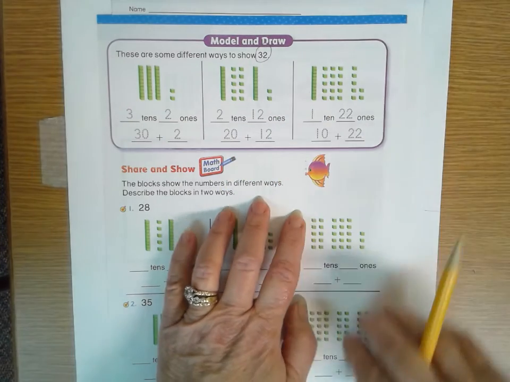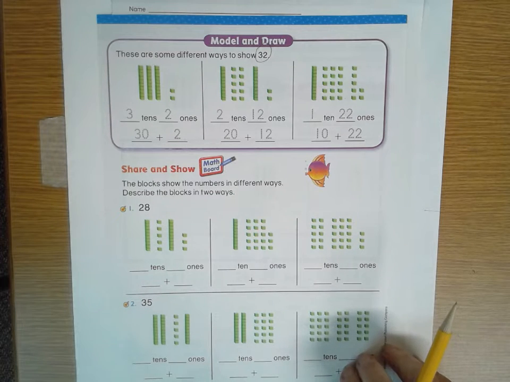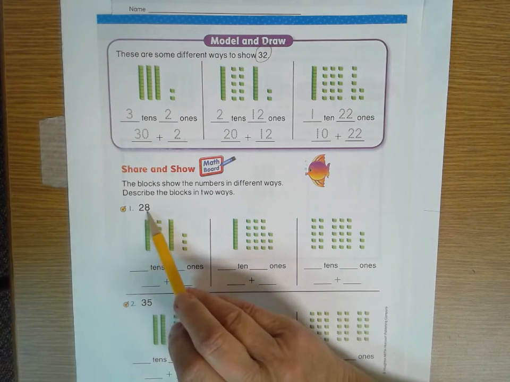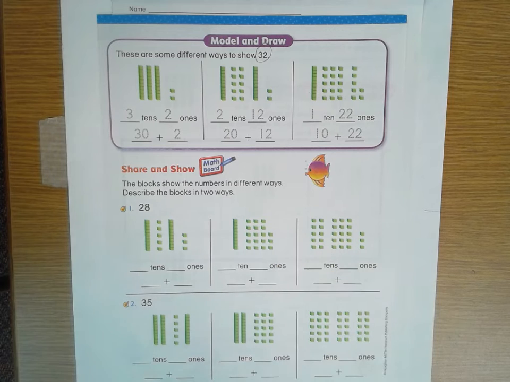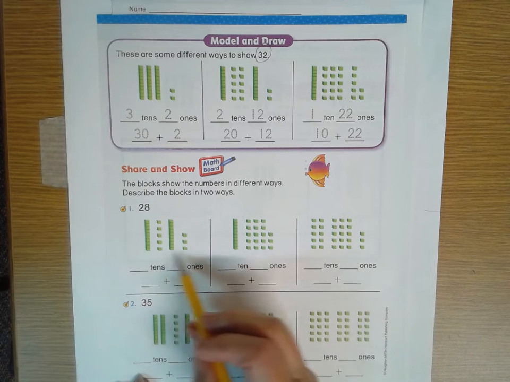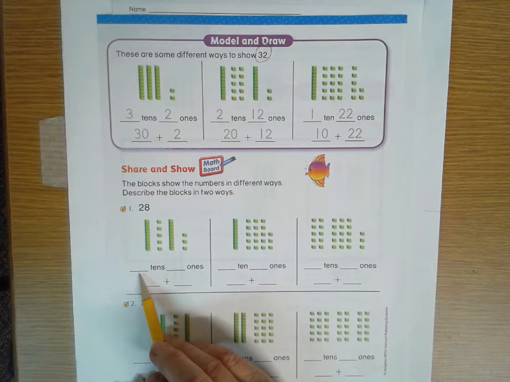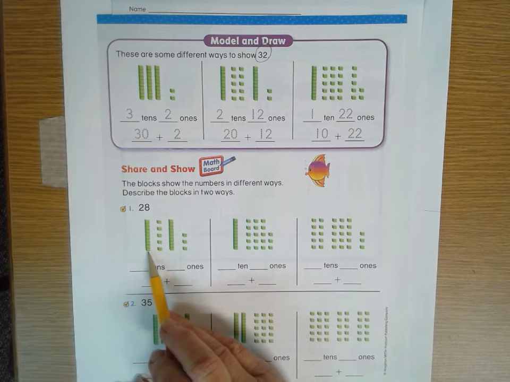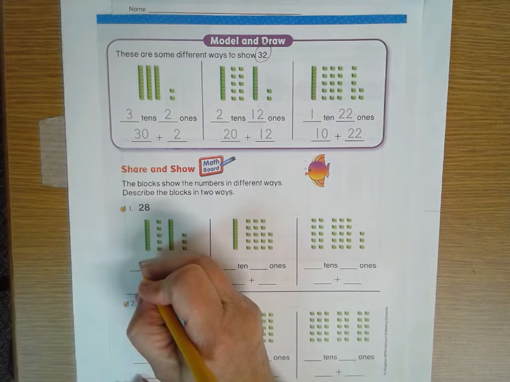So that's what we're going to do down here on the bottom. We're going to start with the number 28, and all three of these boxes are going to show 28. They're just going to show them in a different way. So if we look at 28 here, it wants to know how many 10s do we have. There's a 10 here and there's a 10 here. So we have two 10s.